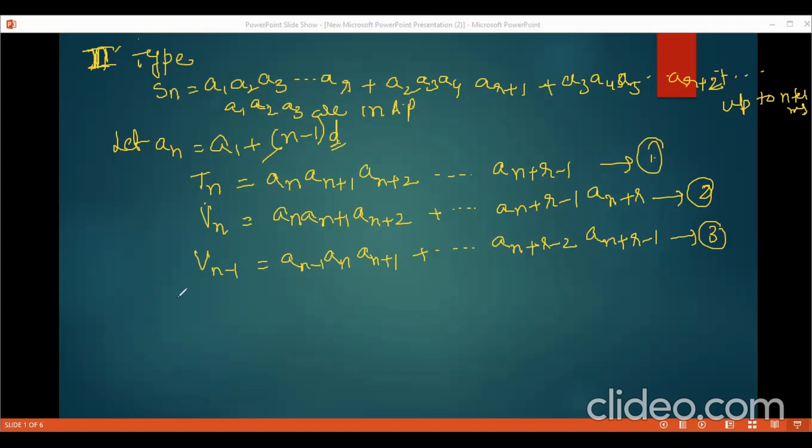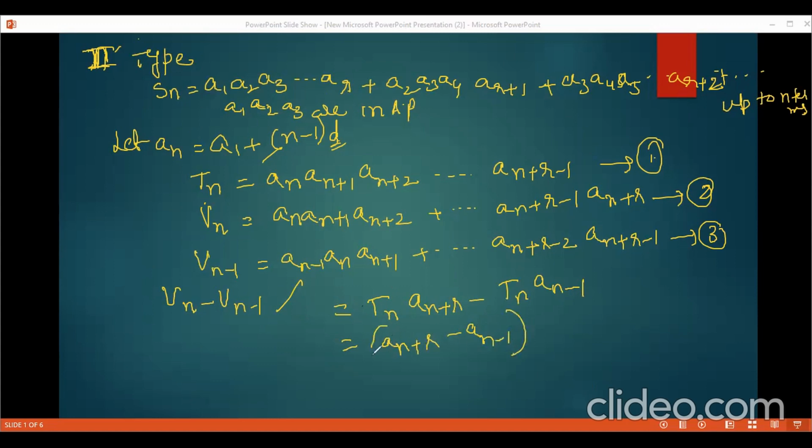Now, in the same way, how we did there, Vn minus 1 you have to calculate. Here we are not dividing anything. From 1 and 2, we directly get Vn minus 1 as Tn an plus r minus Tn an minus 1. I am taking that directly. And now what do we get? (an plus r minus an minus 1), and Tn is common now here.